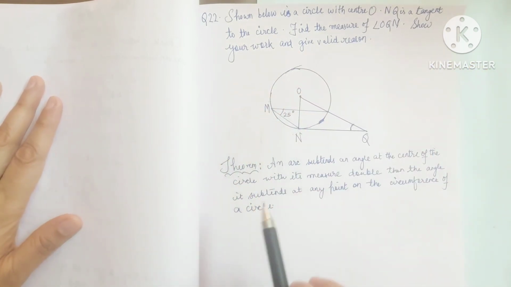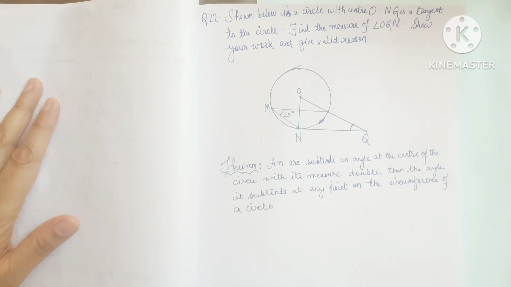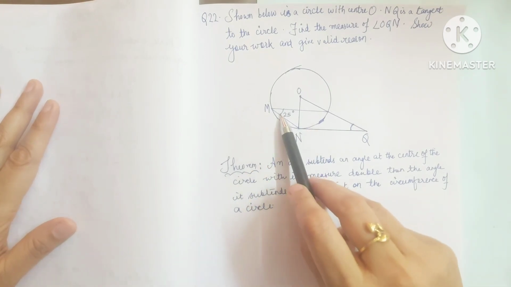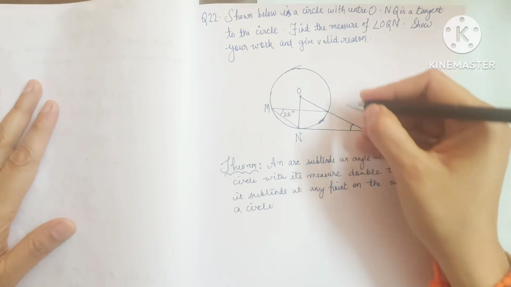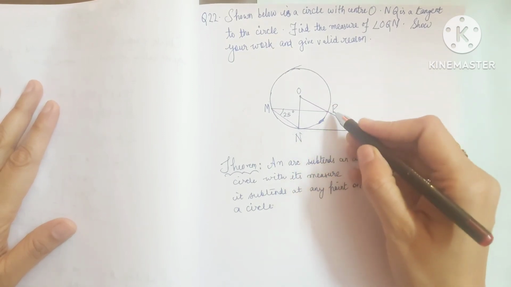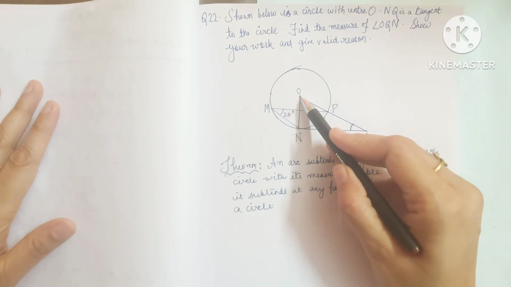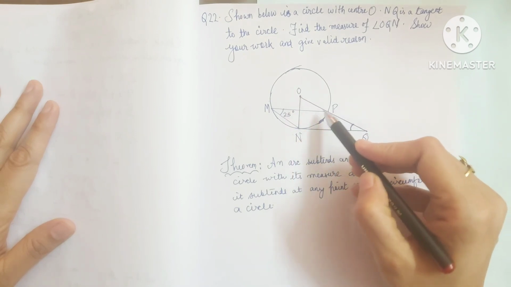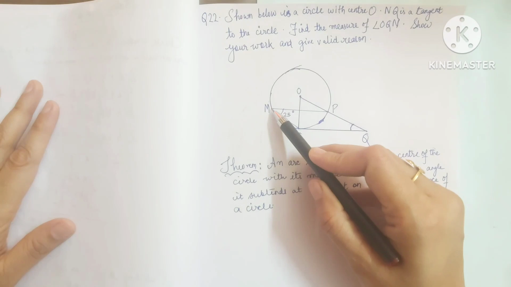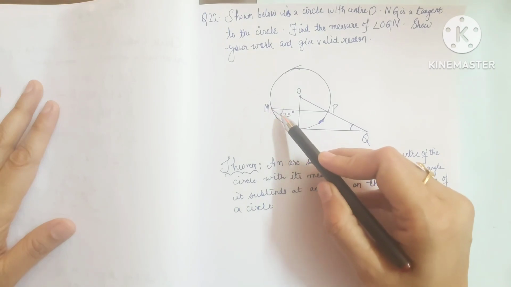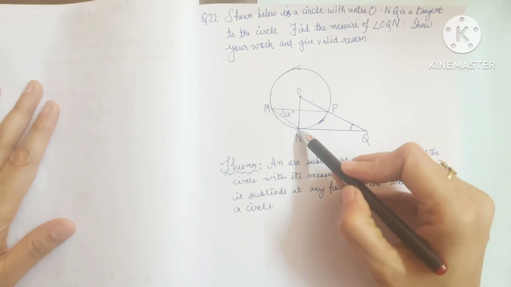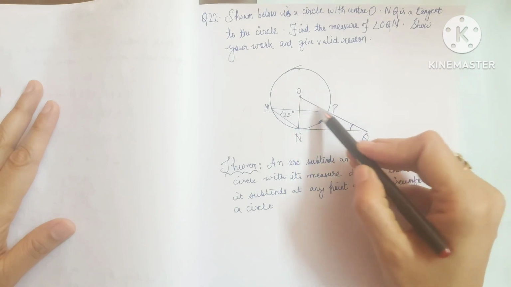So I have written the theorem that we are going to use in this particular question. This is the arc NP. NP subtends an angle at O, same NP arc is subtending another angle at another point on the circumference of the circle. The point is M. Okay, ये NP जो है ये एक एंगल बना रहा है O पे.